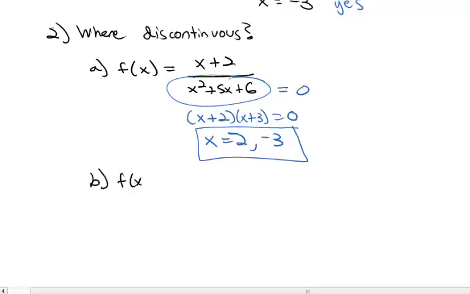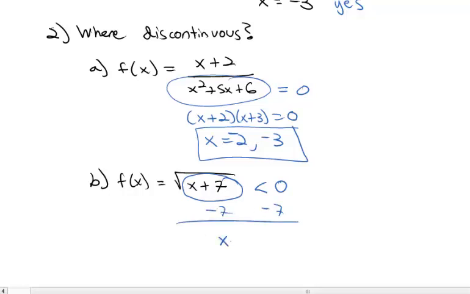Similarly, if I have f of x is equal to the square root of x plus 7. We know with square roots we are undefined if what's inside the square root is not greater than or equal to 0. Okay, so it's supposed to be greater than or equal to 0, but we're interested in when it's discontinuous, when it doesn't work. So that would be when it's less than 0. Subtract 7 from both sides. When x is less than negative 7, the function is undefined. Therefore, the function is discontinuous.